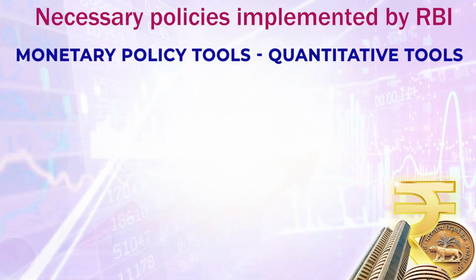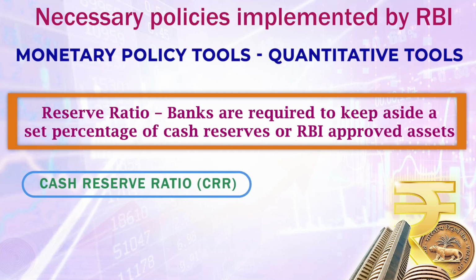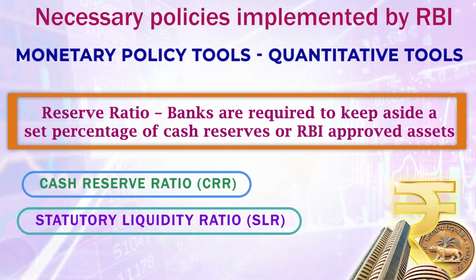The second one is that monetary policy deals with quantitative tools also. There are some quantitative tools which will be applied to combat inflation. The first one is the reserve ratio. The reserve ratio says that banks have to keep aside some amount of their liquid assets or Reserve Bank approved assets with the RBI. Now, this reserve ratio can be the cash reserve ratio and the statutory liquidity ratio.